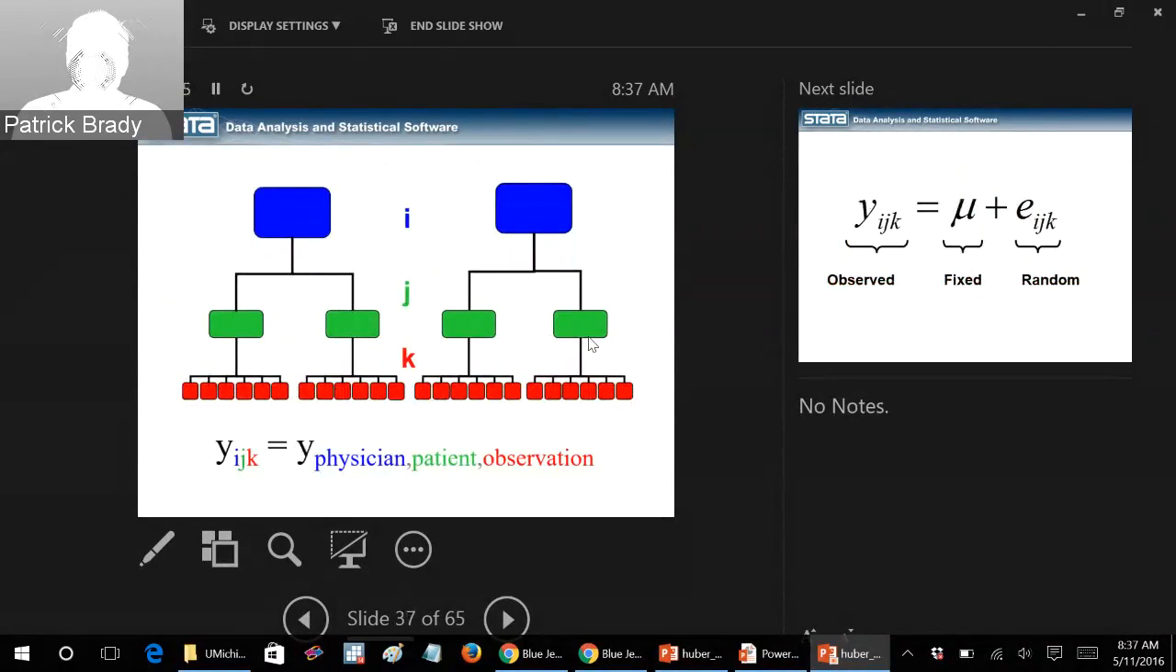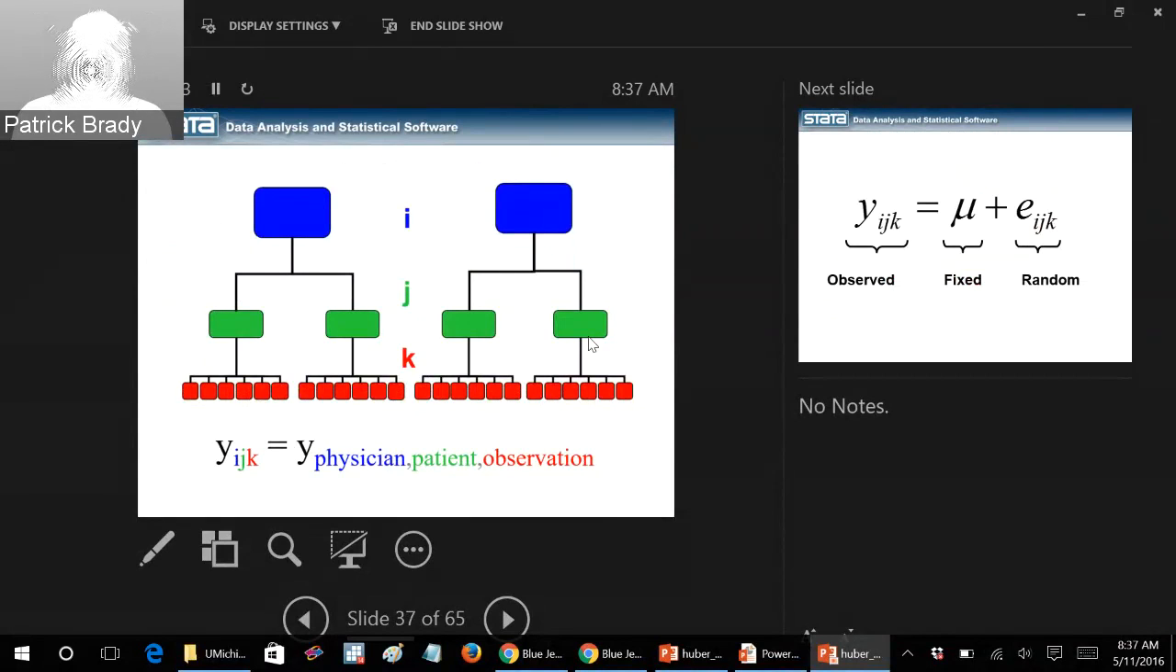And now I'm going to be talking about observations I, J, and K, where for K you could use T; the indexes are arbitrary. But K is going to index the repeated observations within the J patients. So J represents patients, I represents physicians. And that's why I put this down here.